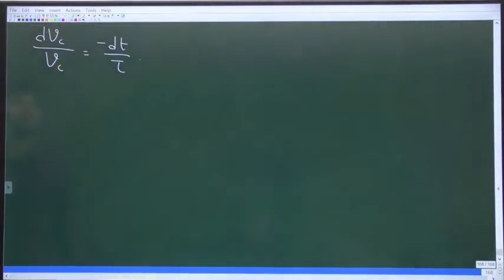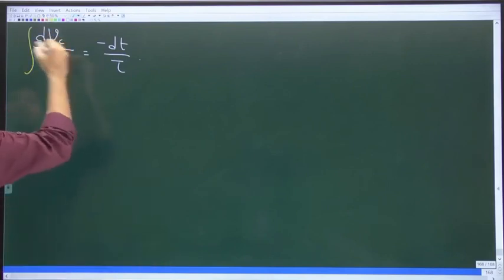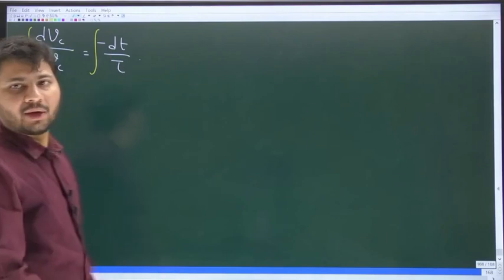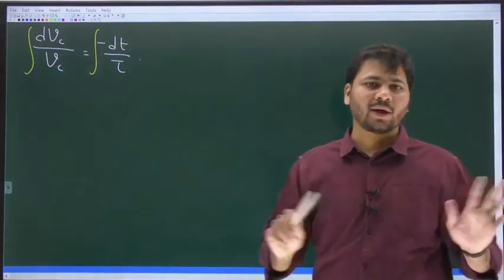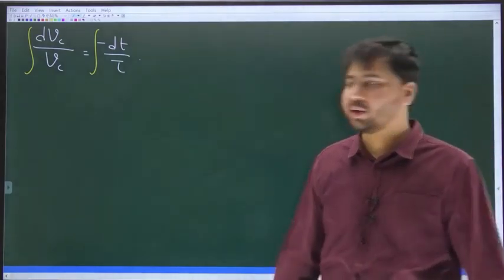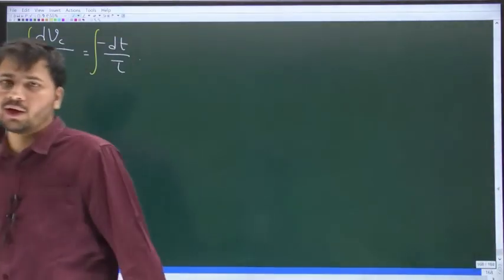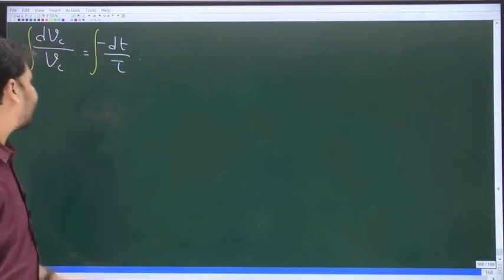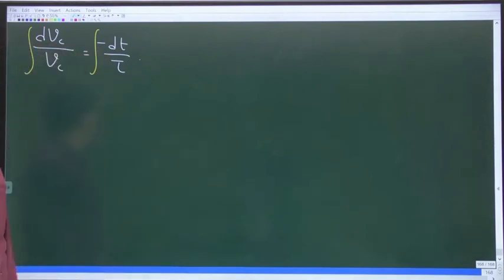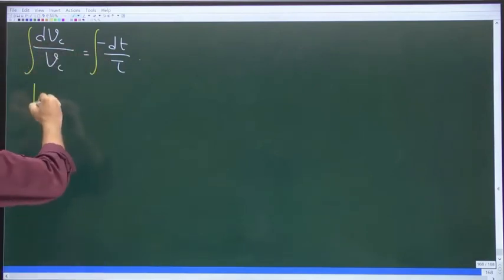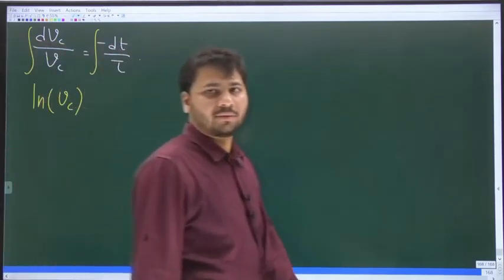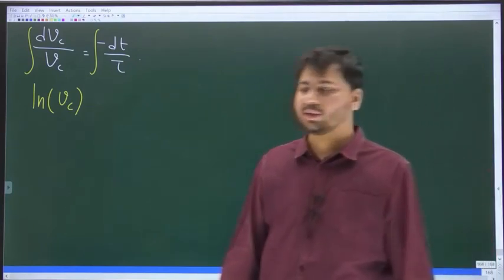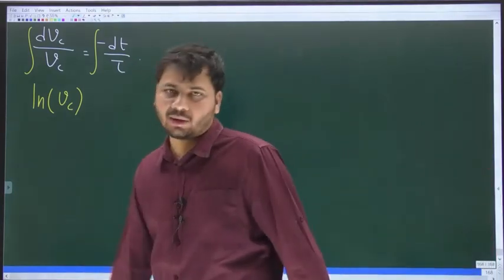So what is dVc by dt equal to? Minus Vc by tau. Let us just perform indefinite integration on both sides. As you can see, I am not substituting any upper or lower limit for the integral. We are just performing indefinite integration. What is the integration of dVc by Vc? It is ln of Vc. And tau is a constant.